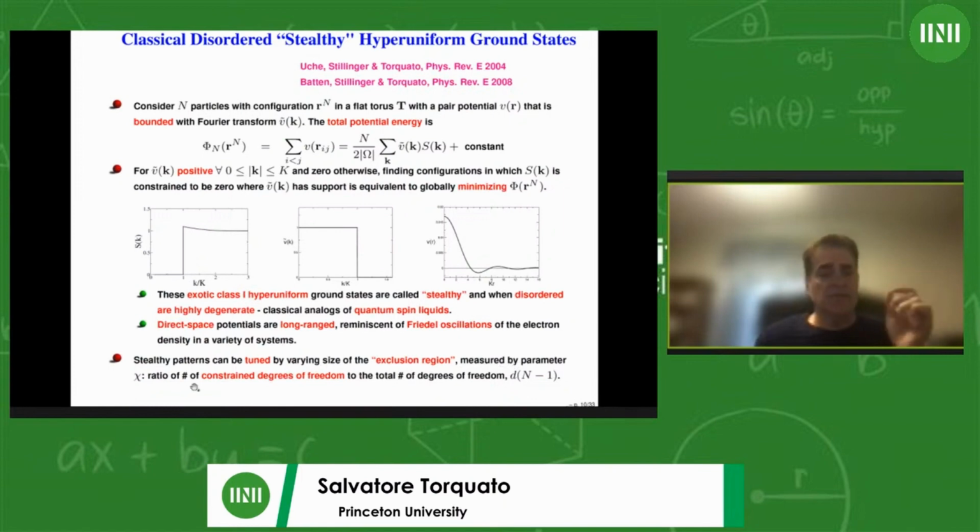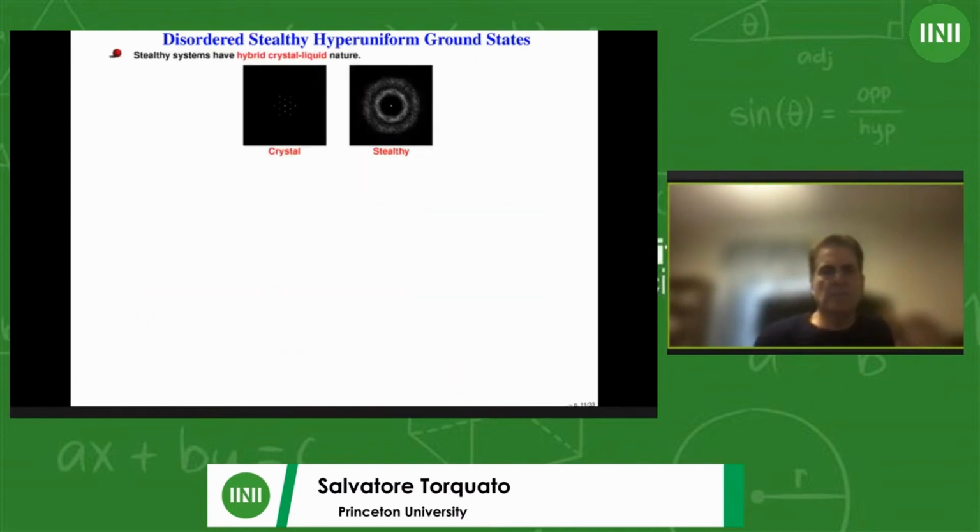It's going to be the ratio of the number of constrained degrees of freedom that I just mentioned to the total number of degrees of freedom in the system, which is essentially the dimension times the number of particles. Okay. So as you tune chi, as you make chi bigger, you're constraining more and more wave vectors around the origin to be 0.